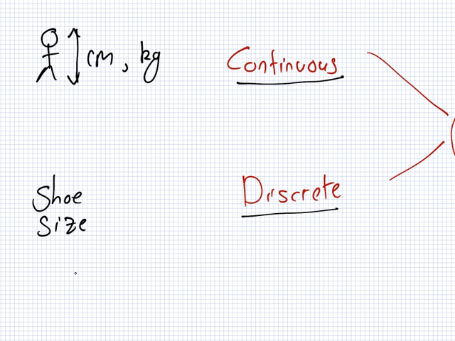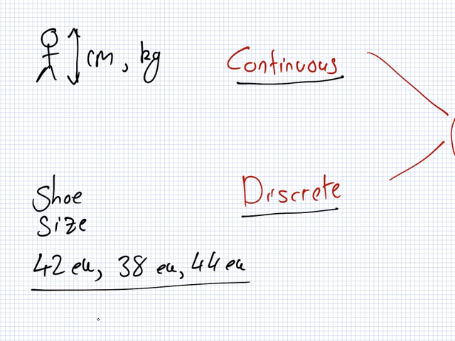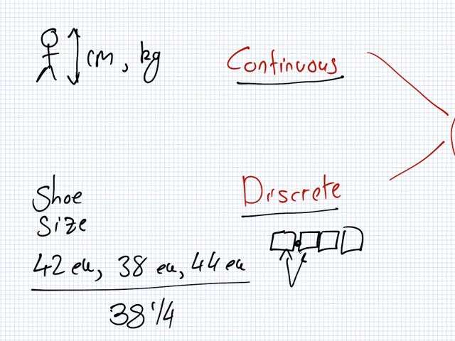Mohammed, what's your shoe size? 42. And that's EU measurement, isn't it? Yeah. Do you know what it is in US? No, okay, 42 EU. Alright. Dildar, do you know your shoe size in EU? 38. And Nader? 44. Okay. These are all discrete because can anybody be 38 and a quarter? No, you can't get this size, can you? No. Discrete means you can only have certain numbers, but you can't have numbers in between.